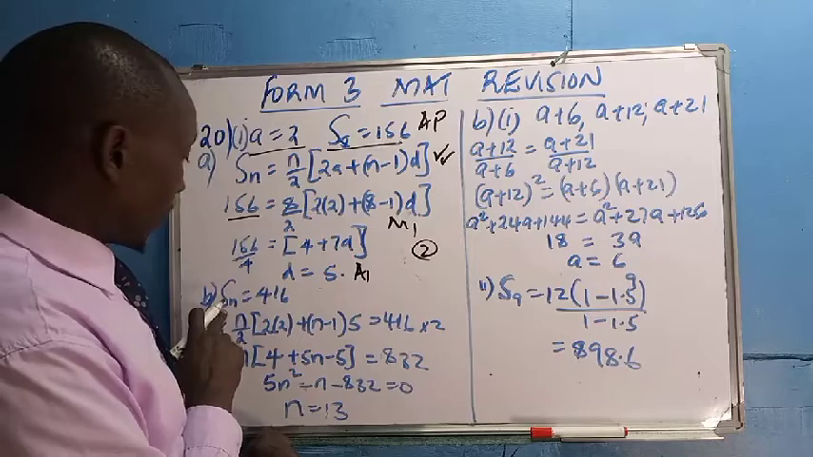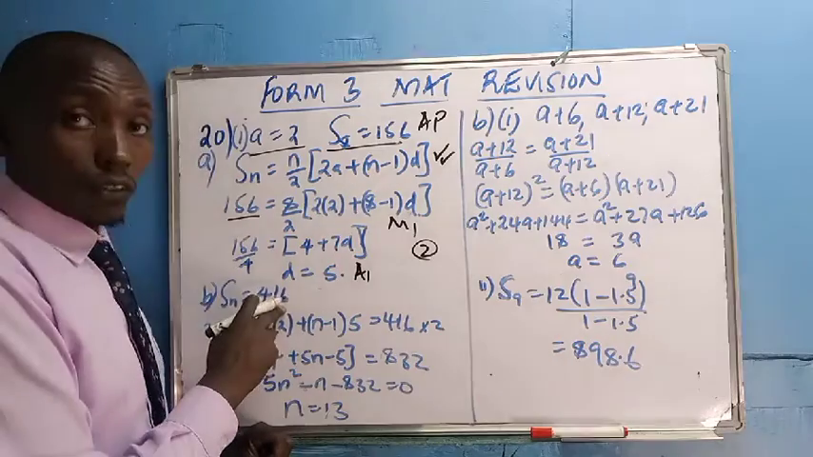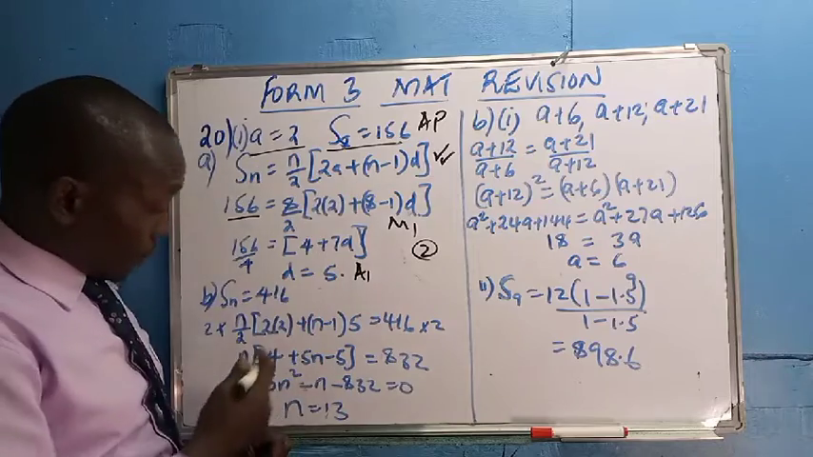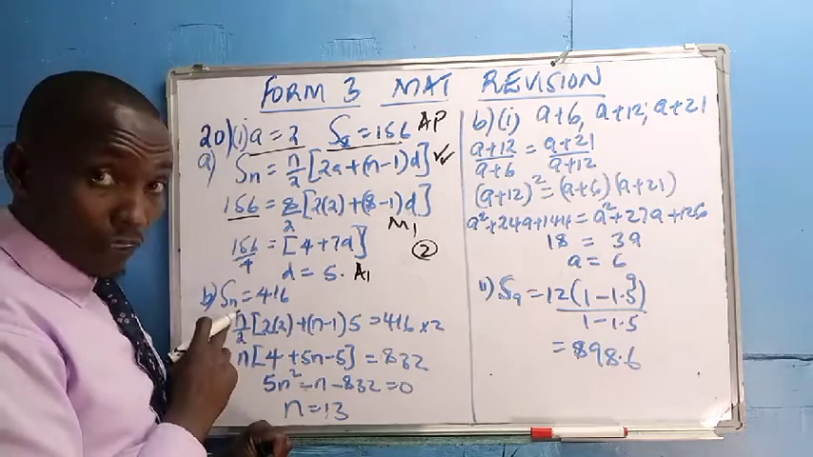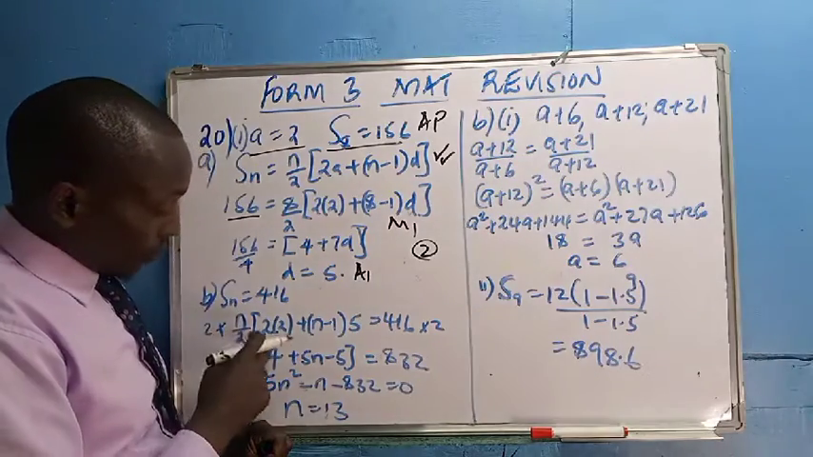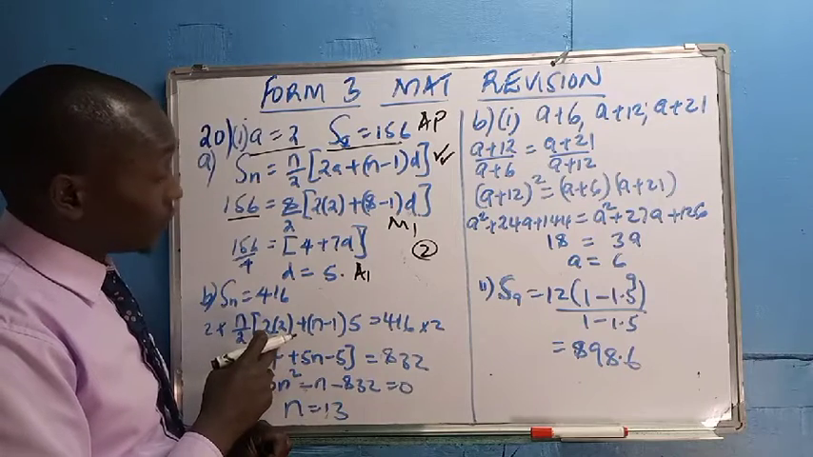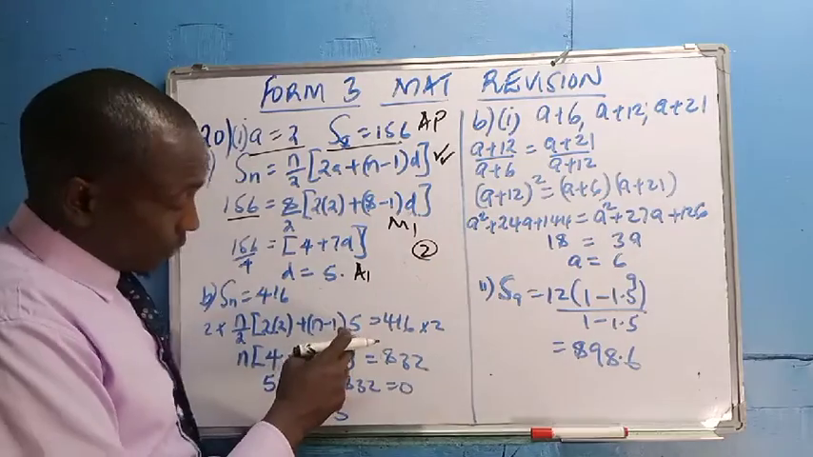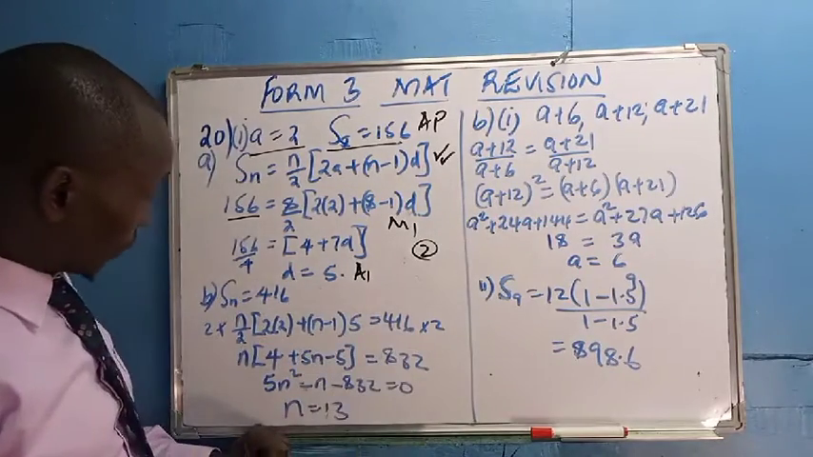Then you're given that the sum of the first n terms is 416. So you work out the n. The same formula applies. N over 2. Now, in this case, we do not know n. Then 2a, that is 2 times 2. N minus 1 times 5 equals 416.